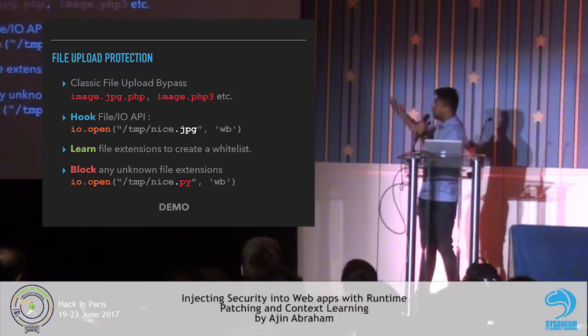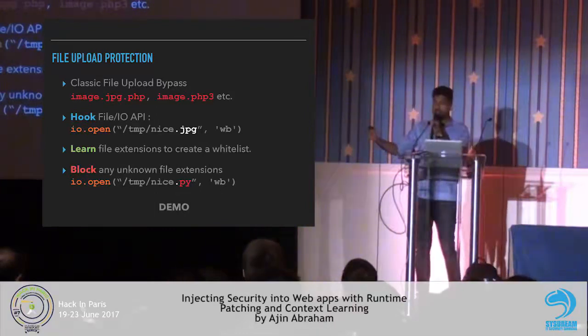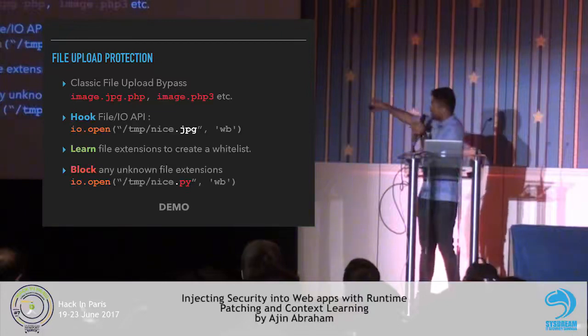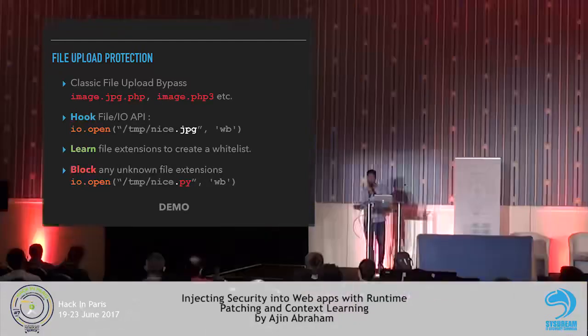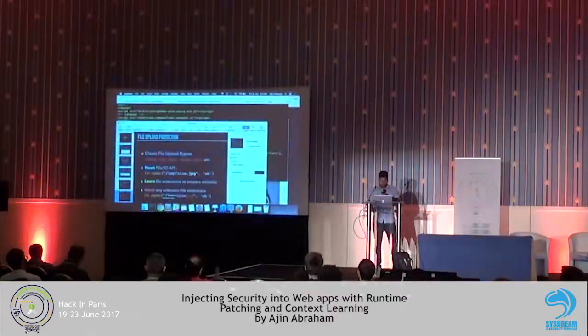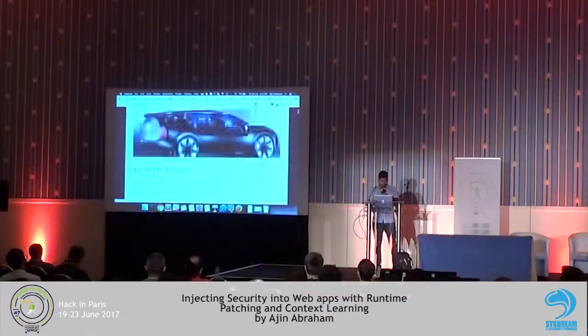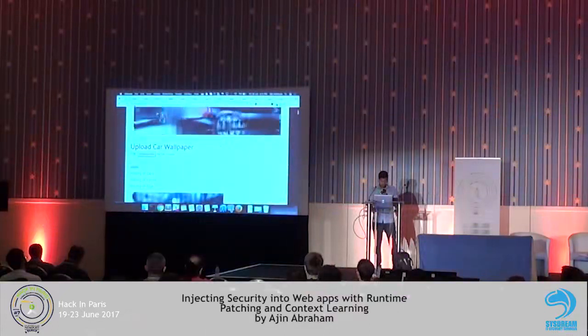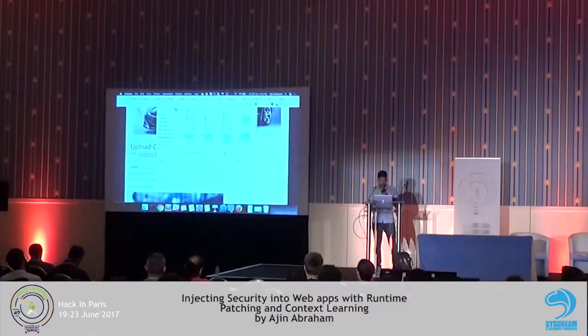So what we do is we hook into the API responsible for writing files to the file system. We learn the parameters, which means the path of the file and the mode of writing. Then we create a whitelist, and we block anything that's not in the list. So again, for the demo part, let's try to upload a file.